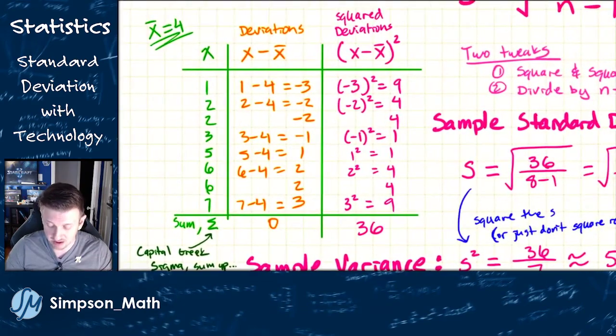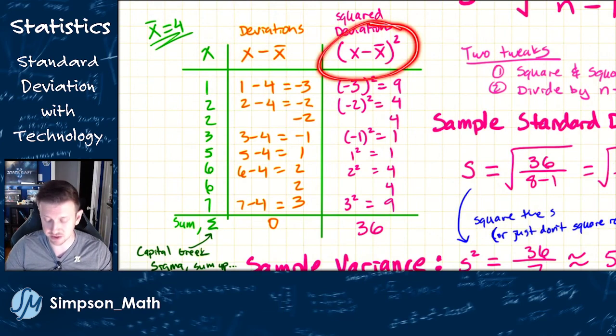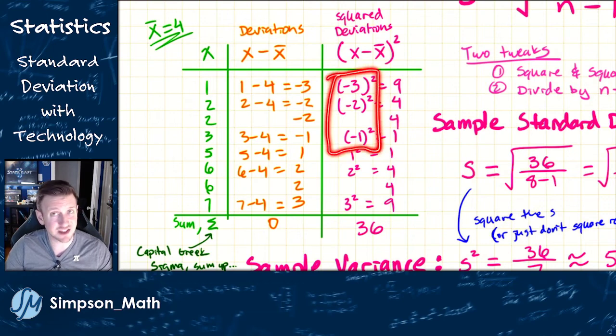So we're going to take our deviations, and then we're going to square our deviations. So each of these numbers, we're going to square. So if I take -3 squared, I get 9. -2 squared, I get 4. +4. Do note that I have parentheses written around them.